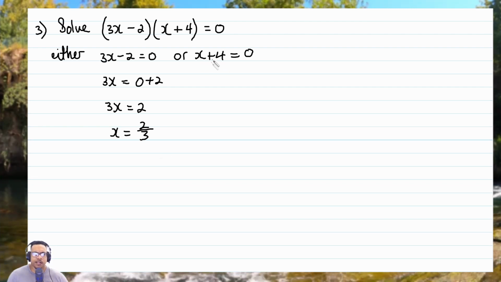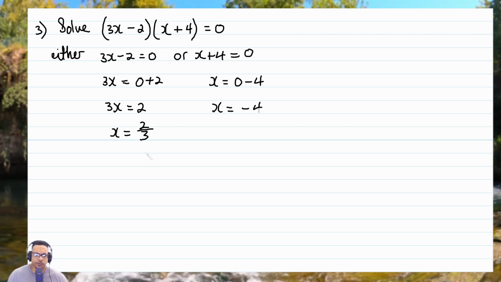On this side, I'll transfer this positive 4 across the equal sign, and the sign in front of it will change to negative. So I'll have x is equal to 0, take away 4. So x is equal to negative 4. And here we have our two answers: x is equal to 2/3 or x is equal to negative 4.